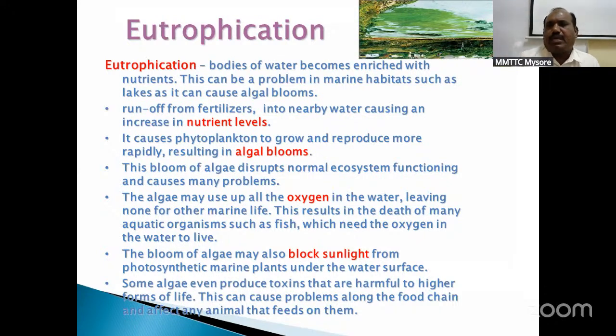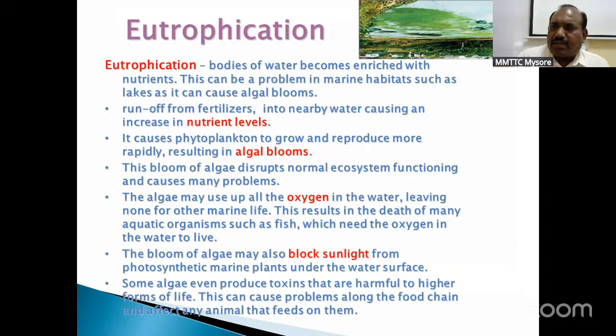And these blooms of algae disrupt the normal ecosystem functioning and cause many problems in eutrophication. The algae may use up all the oxygen present in the water, leaving none for the other marine life. So this results in the death of many aquatic organisms such as fish, which need oxygen in the water. According to WHO, the permissible limit of oxygen in the water is 4 mg to 6 mg per liter. If oxygen depletes below that, automatically all aquatic organisms will die. The main reason for the depletion is increasing eutrophication, nutrient levels and algal blooms, which deplete the availability of oxygen and lead to below 4 mg per liter in the aquatic system.